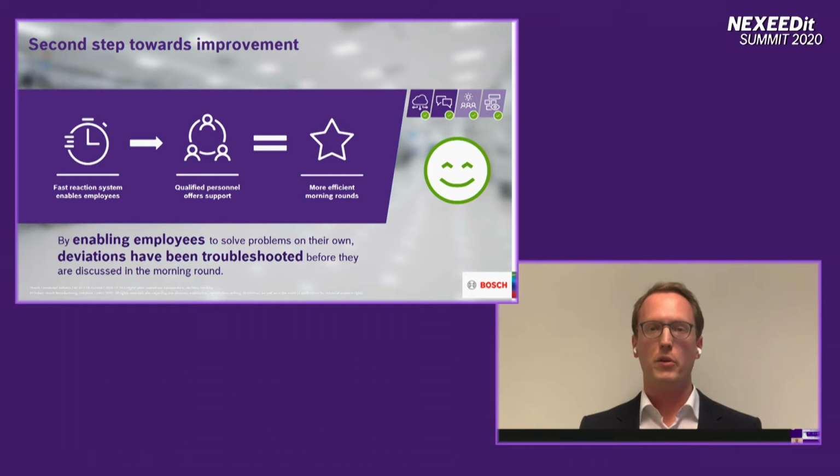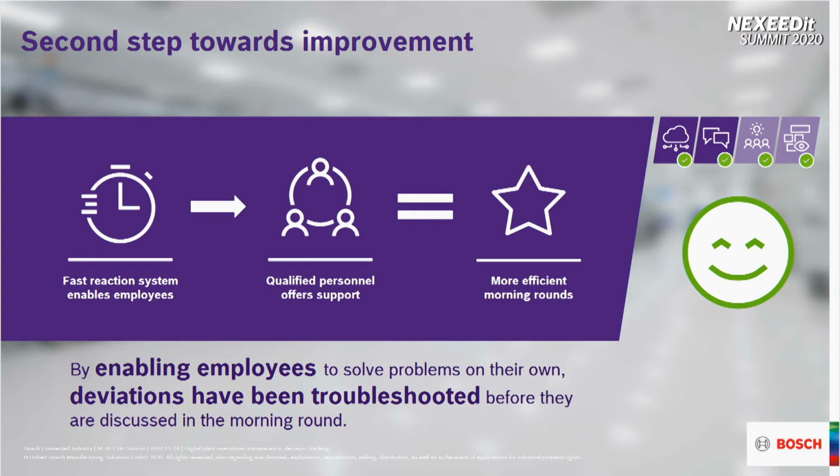In our terms, we think of a fast reaction system like a smartwatch on your wrist that vibrates and tells you which station you have to go to now, which has a problem. And once the shop floor employee actually comes to this station, he also needs the information that empowers him to resolve the issue with the station as fast as possible.